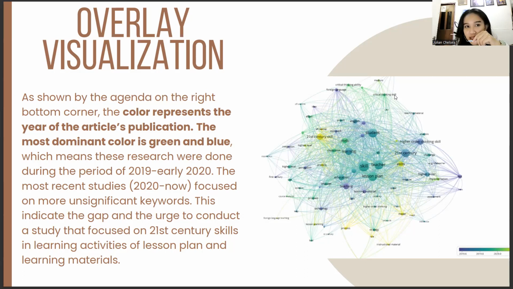So as we can see in this visualization, the green color shows skill, teacher, lesson plan, and the blue one shows teaching, 21st century, higher order thinking skill. Those colors represent the period of 2019 until early 2020. This indicates the gap and the urge to conduct a study that focuses on 21st century skills in learning activities of lesson plans and learning materials, because as we know, not a lot of research has been done in that field, the field of 21st century skills and others in the yellow color.